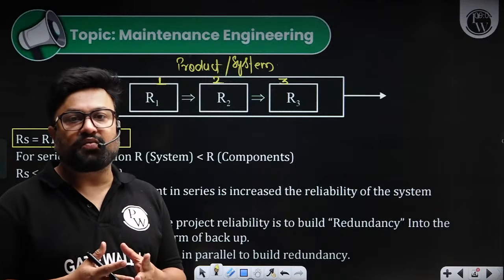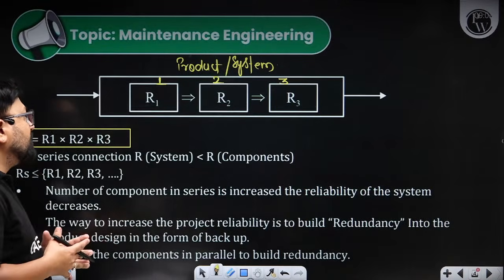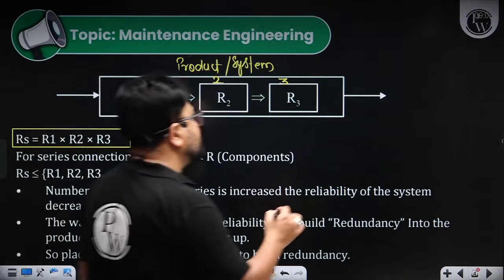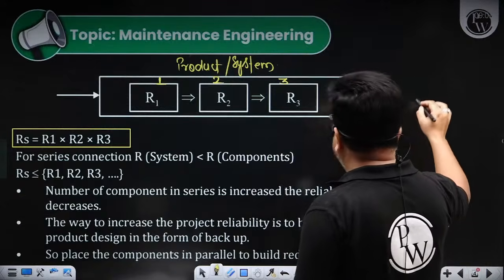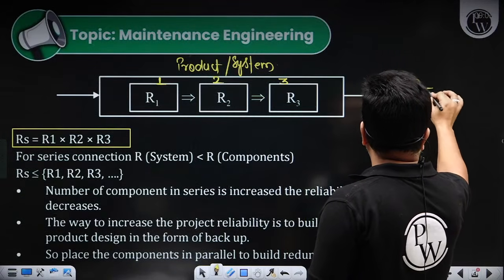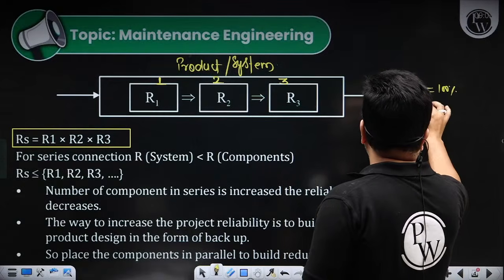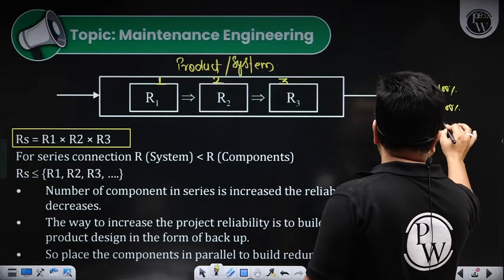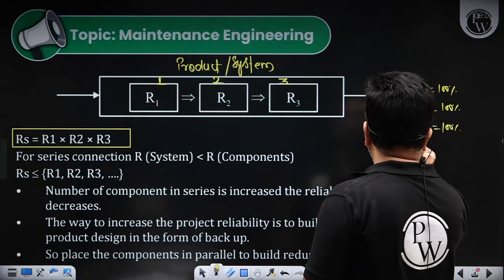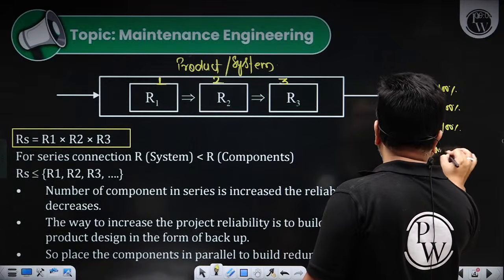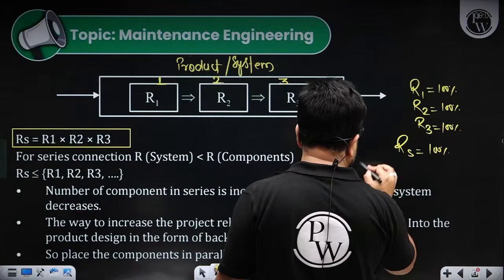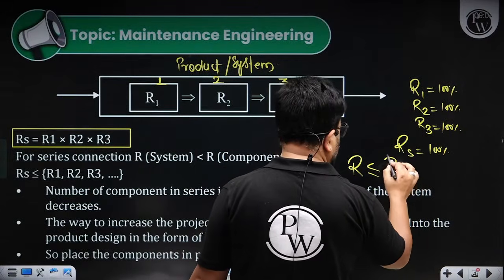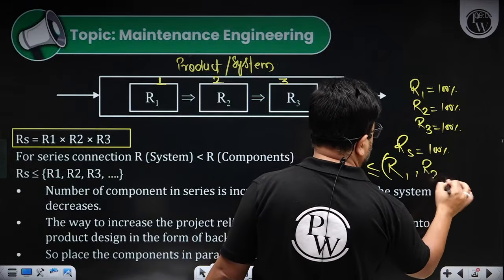Reliability may be equal to the reliability of the product also, but in this case reliability must be equal to what? Reliability of component 1 will be 100%, reliability of component 2 will be 100%, reliability of component 3 will be 100%. Then you can say that reliability of a system is equal to 100%. Otherwise reliability is less than or equal to the reliability of the components which are associated, right?